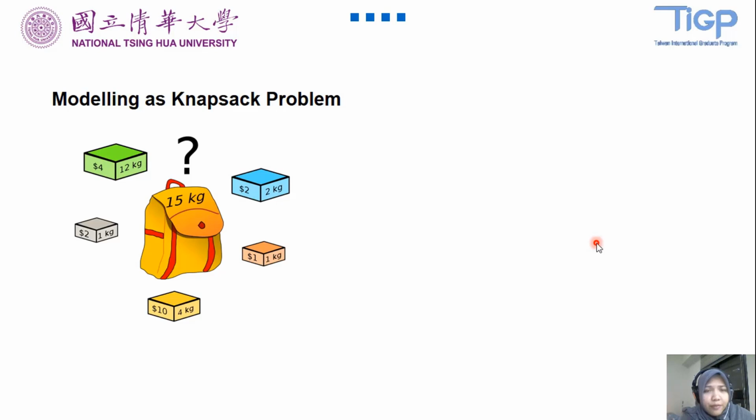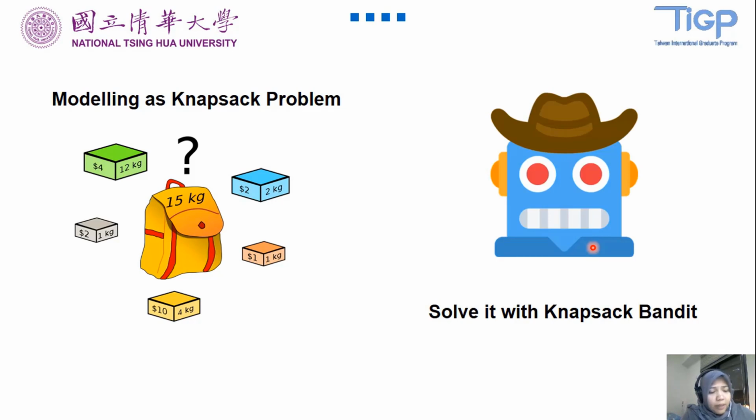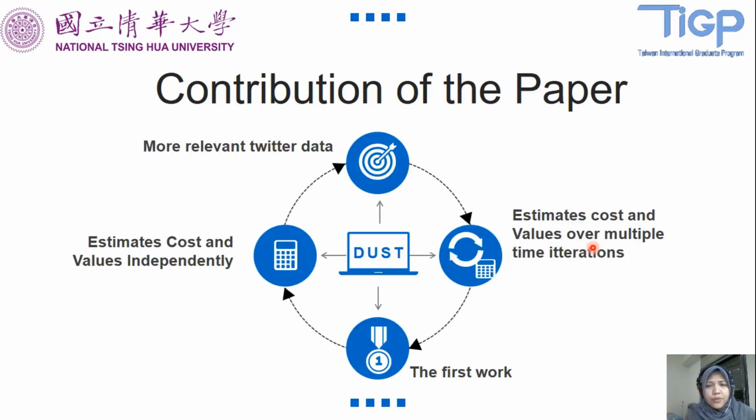So to solve this knapsack problem, they use Knapsack Bandit. The Knapsack Bandit effectively handles exploration, which is like exploring new search terms, and exploitation, which is continuing to use the most useful search terms, and respects the constraints of the data collection, such as the number of terms that can be used or the amount of data that can be downloaded in a time window.